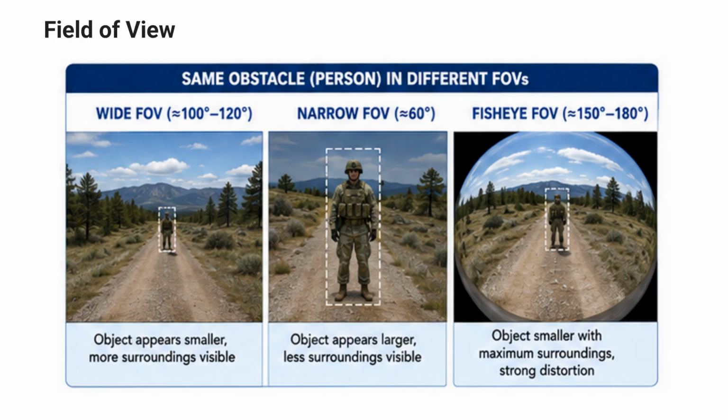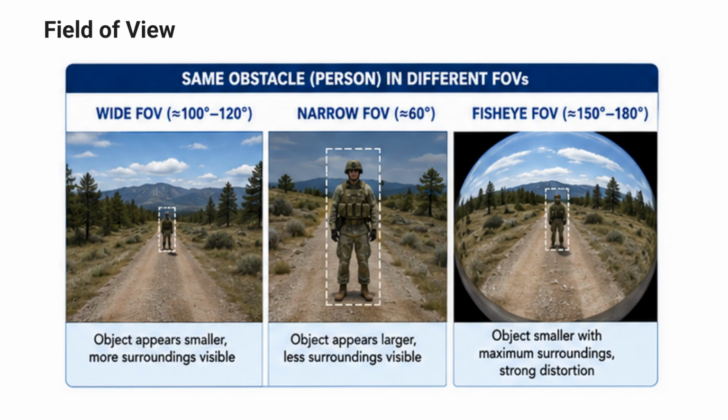In this image, the soldier remains at the same distance, but appears very different because the field of view changes. With a wide FOV, more of the road and surroundings are visible, but the soldier looks smaller. With a narrow FOV, less of the scene is visible, but the soldier appears much larger and easier to observe.